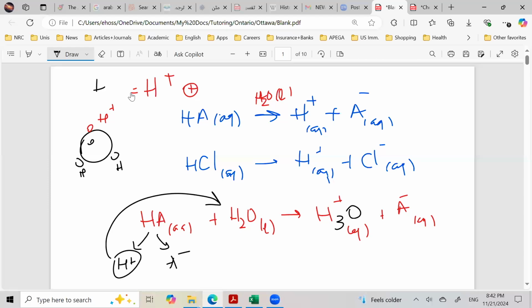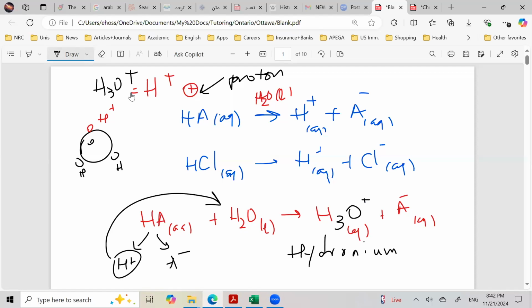So H plus or H3O plus is called a proton also. If you hear from someone in your chemistry lab saying that this acid actually releases two protons, you're like, what? Two protons? What does that mean? Well, two protons means two hydrogens. Two hydrogen ions. H3O plus is called hydronium ions. Hydronium.